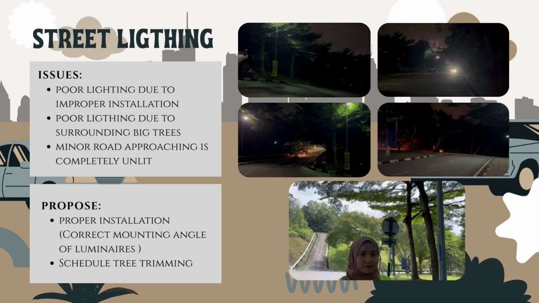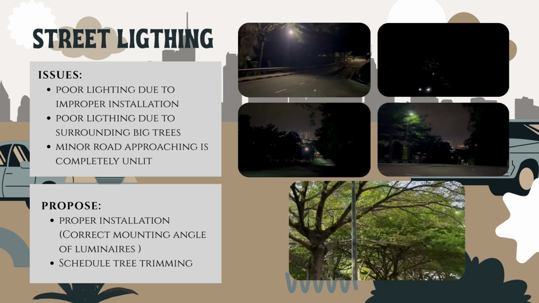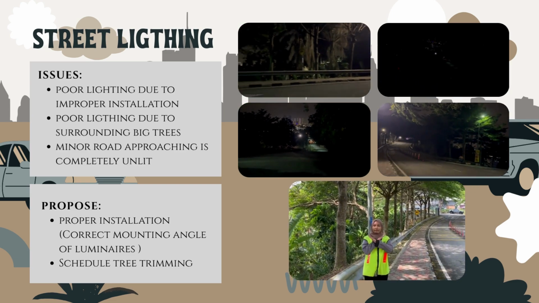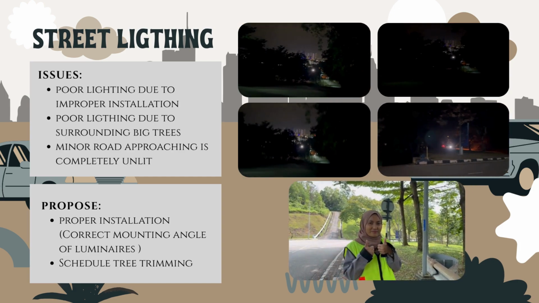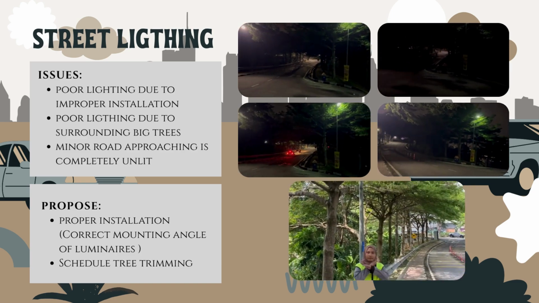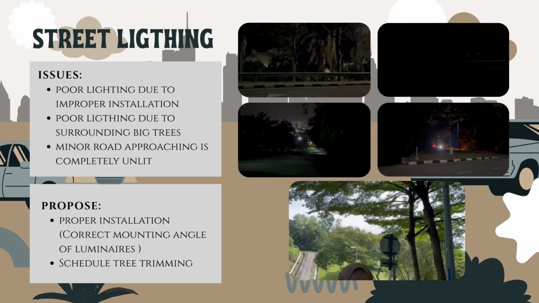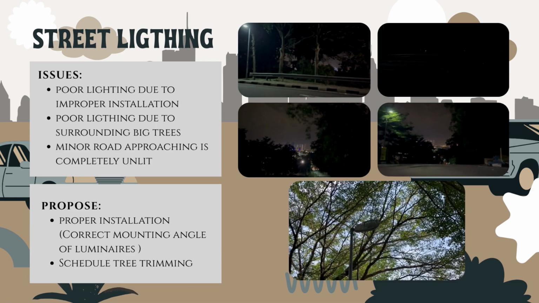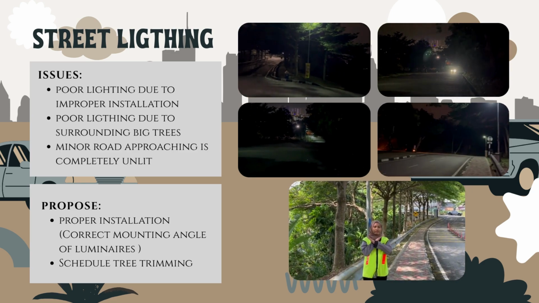The second issue is poor lighting due to surrounding big trees. They are overgrown trees with large canopies blocking the light emitted from the street lamp, which reduces the effectiveness of the installed street light. It's recommended to implement a routine pruning schedule, for example, every 6 months, in collaboration with local municipal councils or landscaping units.